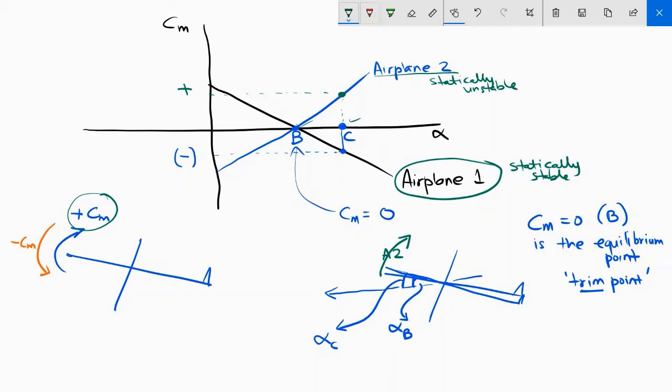Okay, simply because at this new angle of attack alpha c, the moment coefficient is positive for this airplane. So positive means when the angle of attack becomes alpha c, the aircraft will be pitched more up. So the angle of attack will be increased more. It will continue to increase the angle of attack, and this aircraft will just, at a very high angle of attack, stall. So that's not good. Now let's consider another case.